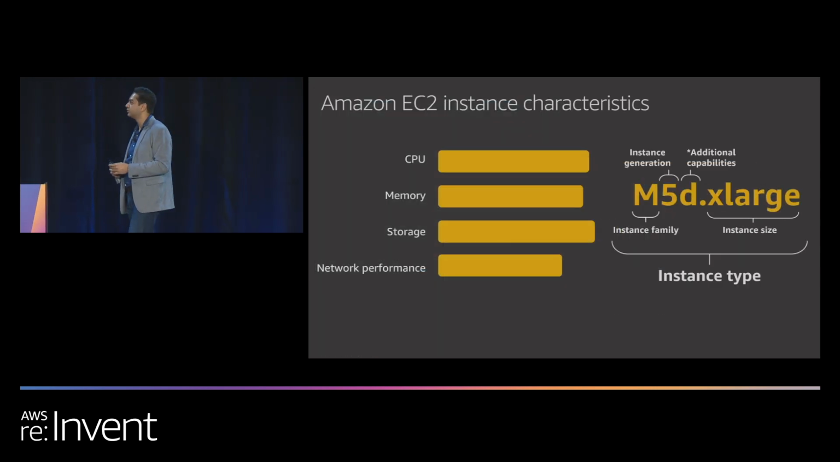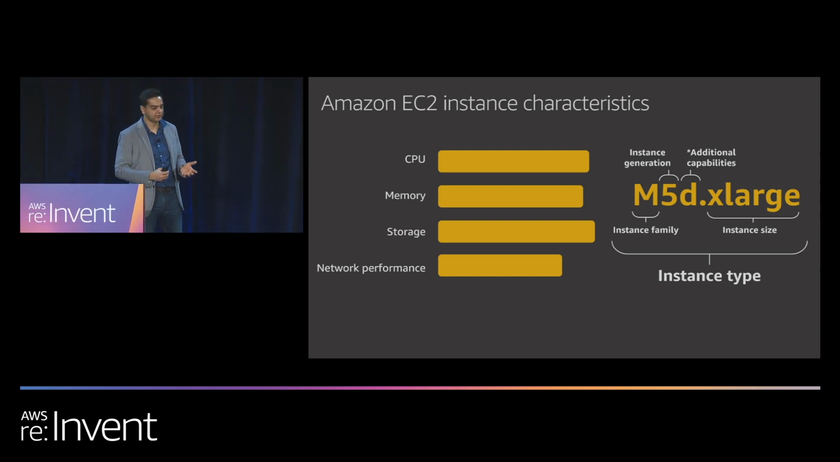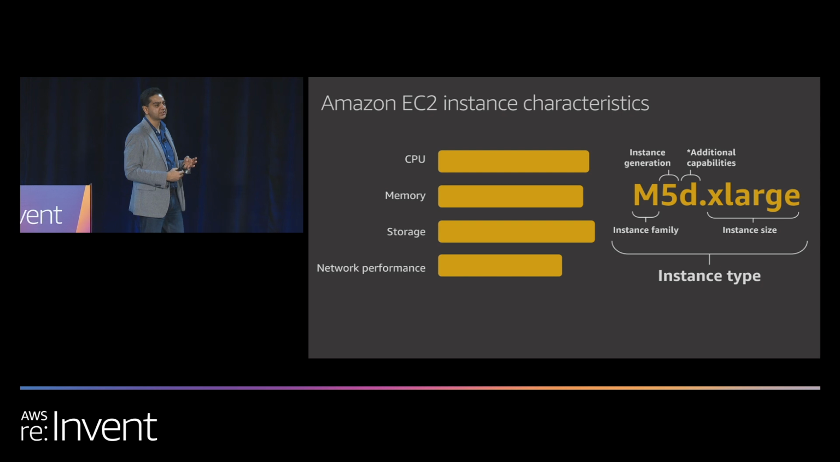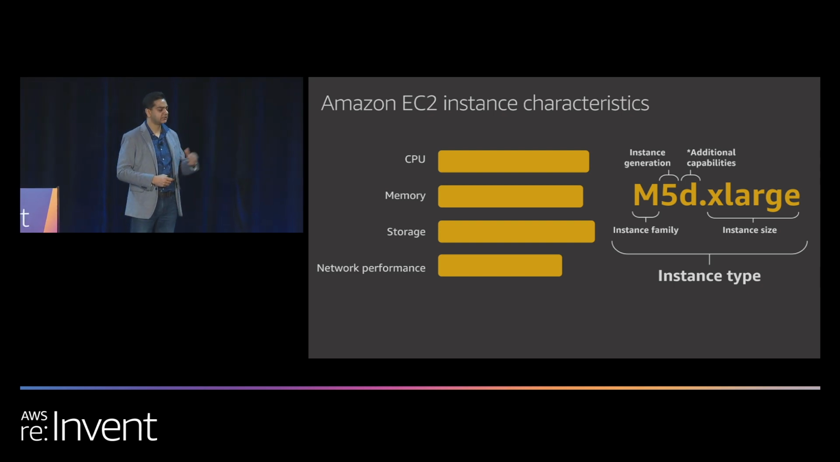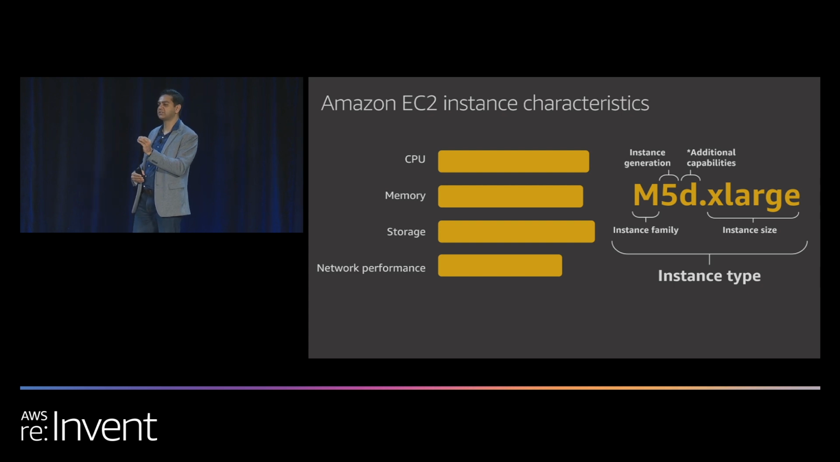All right, so let's jump into instance characteristics. I mentioned this earlier. There are 4 key hardware resources in an EC2 instance: CPU, memory, storage, and networking performance. And each instance family provides a different ratio of these resources targeted for particular applications. So let's talk about M5, for example. M5 is part of our general purpose instance family. It provides a good balance of CPU, memory, storage options, and networking performance. The number 5 represents the generation of that family in our portfolio.